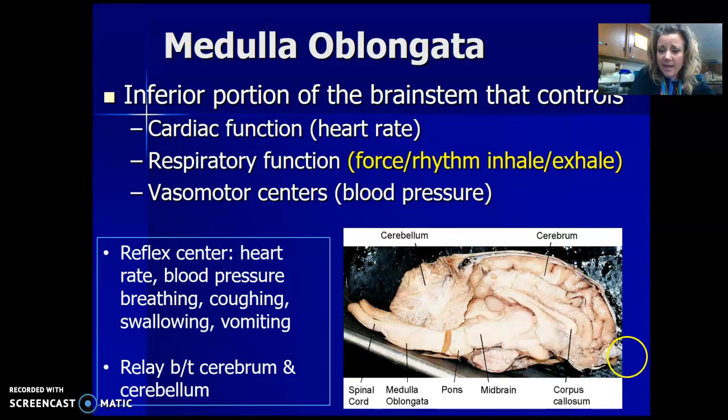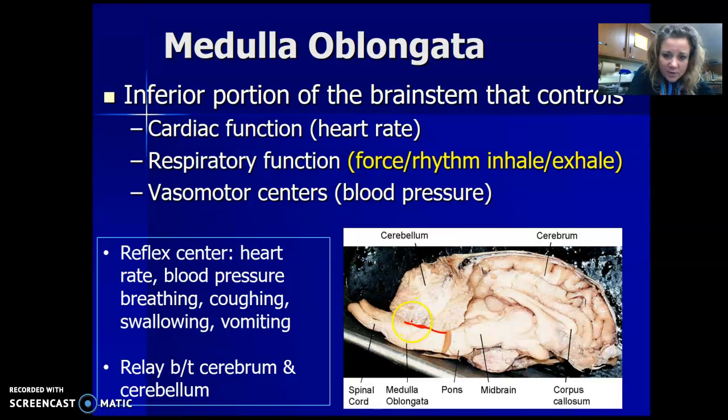The picture that I have here on the slide is of a sheep brain, and this is a mid-sagittal section, so we've cut through the corpus callosum, and so we're looking at the inside of the brain here. You can see that the cerebellum is labeled, and here is the medulla oblongata, and there's a very small space right here. I'm just going to draw a red line. That is the fourth ventricle that is filled with cerebral spinal fluid.